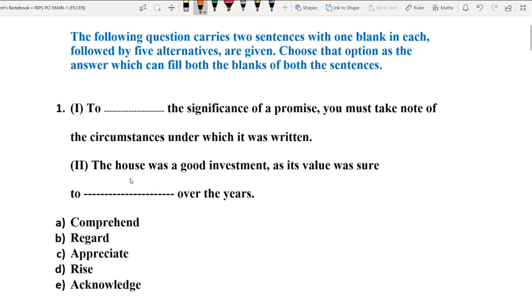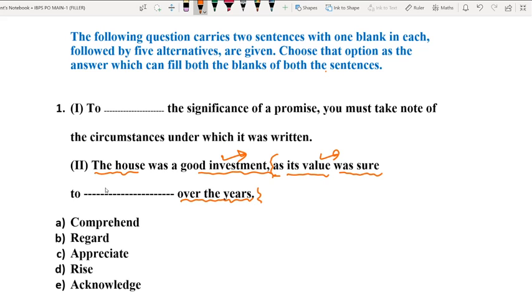It's very, very important. The house was a good investment. For example, a person has bought a house, and obviously now he is not regretful about why he purchased the house. He feels happy that it was a good investment, and the justification for why it is thought that the house was a good investment is provided in the next clause. As its value, the value of the house was sure to dash over the years. Over the years means in due course of time, in future, the value of the house is sure to increase.